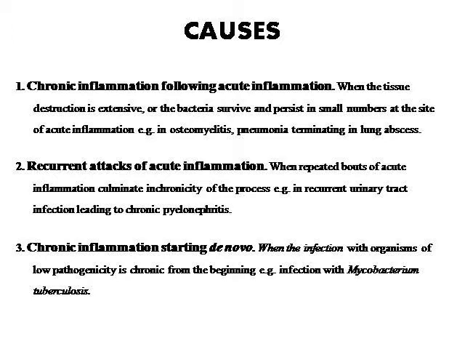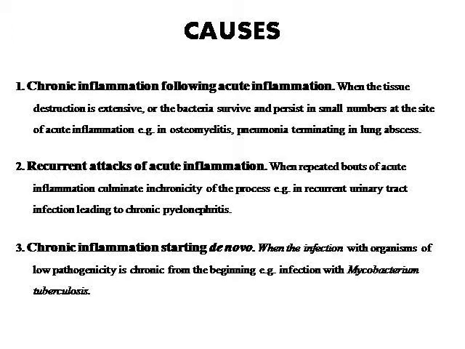Second cause, recurrent attacks of acute inflammation. Here one particular acute inflammation occurs repeatedly, so in that condition the acute inflammation is going to land up in chronic inflammation. When repeated bouts of acute inflammation culminate in chronicity of the process, for example, recurrent urinary tract infection, which leads to chronic pyelonephritis. A person having recurrent attacks of urinary tract infection will land up with chronic pyelonephritis. So that is a chronic inflammation.